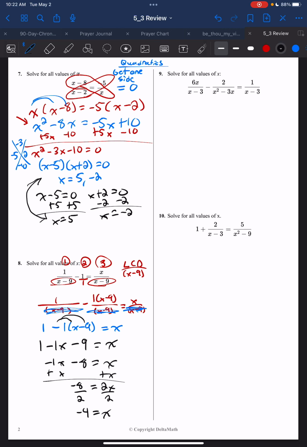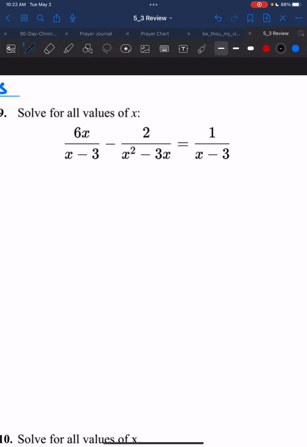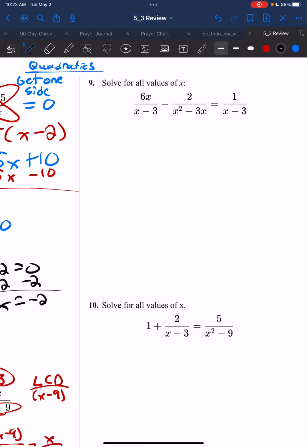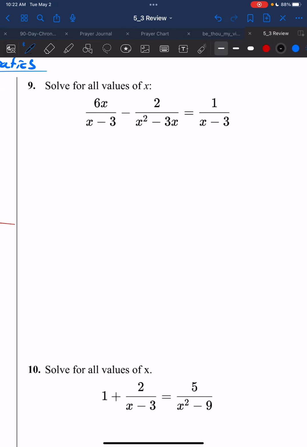And that's the same thing we're going to do on number 9 here, but maybe it's not quite as straightforward. So to find the least common denominator, if you have something you need to factor first. Always remember that. Factor first. Okay, so let's factor this. This one can't, but this one can.